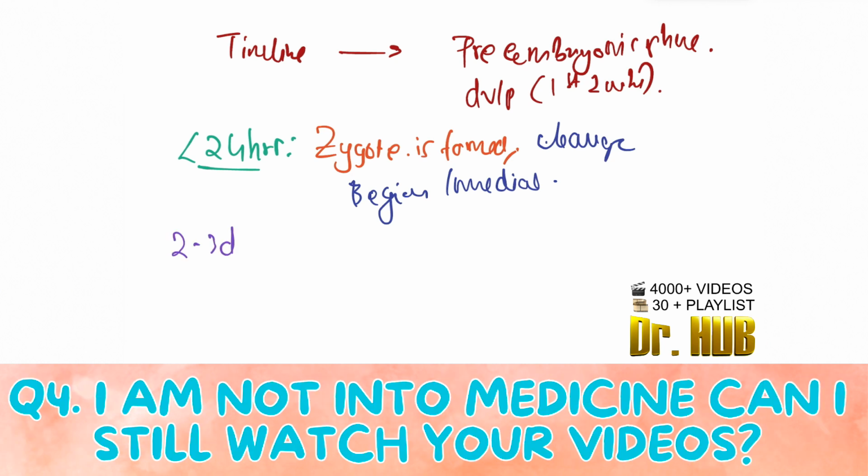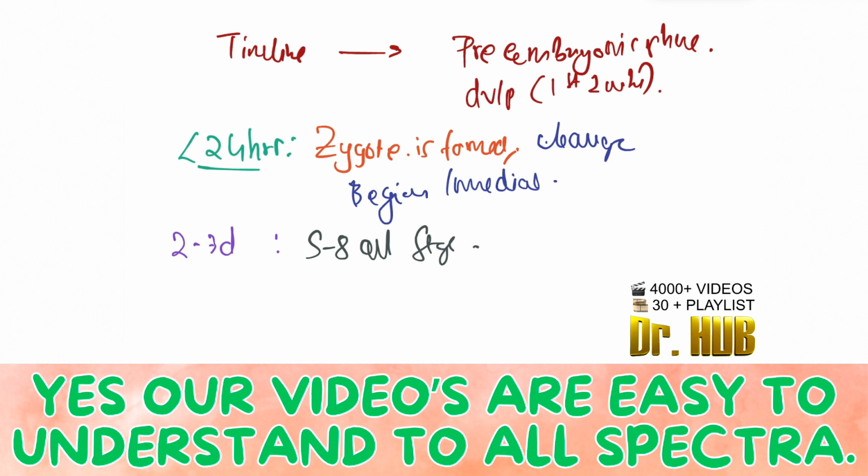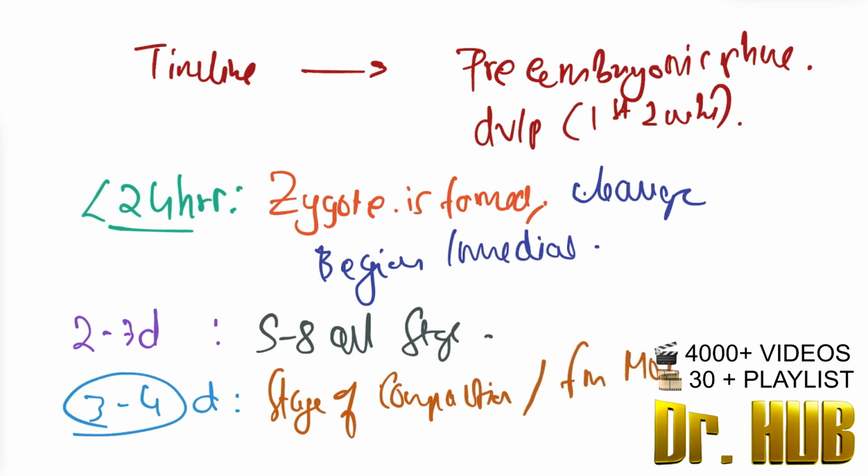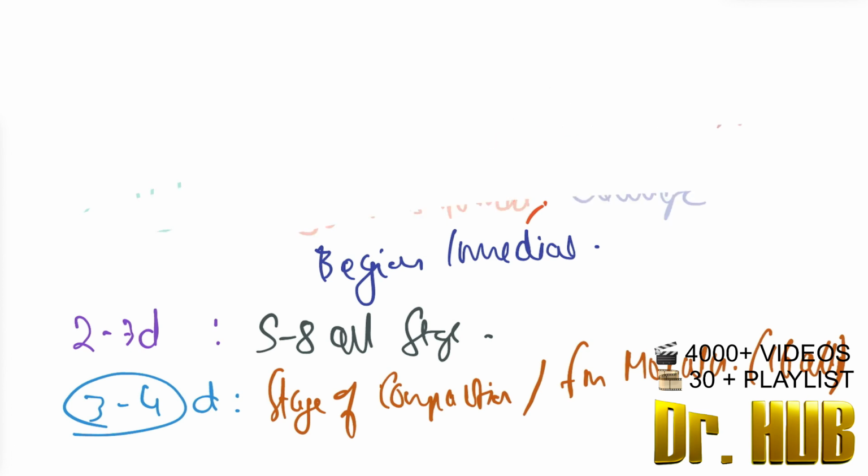Then when you look at 2 to 3 days, there is a 5 to 8 cell stage. Next, when you look at 3 to 4 days, we have the stage of compaction and also the formation of the morula, that is with 16 cells. So the stage of compaction and the formation of the morula with 16 cells is up to day 4, that is 3 to 4 days.